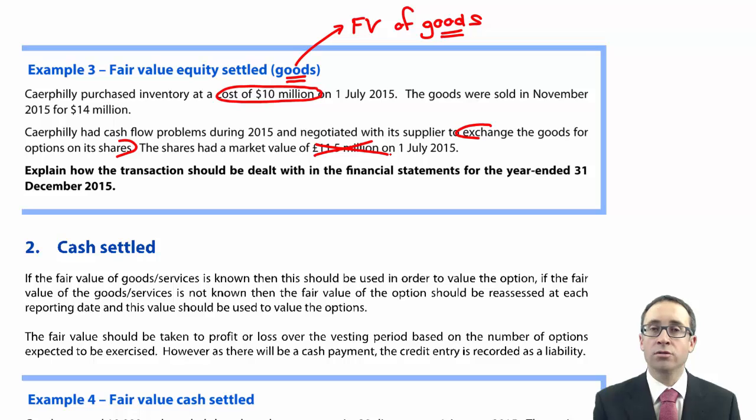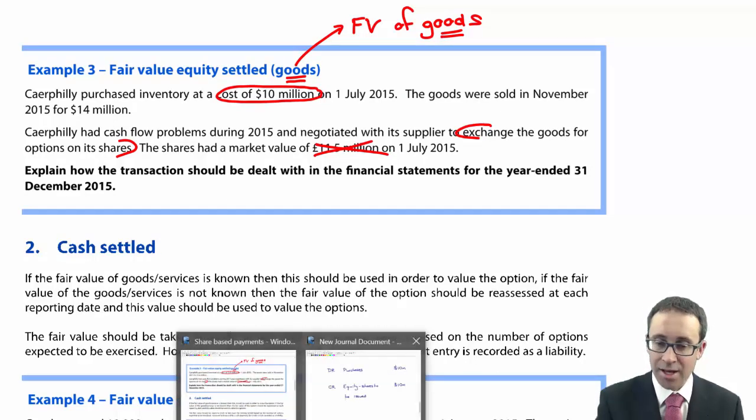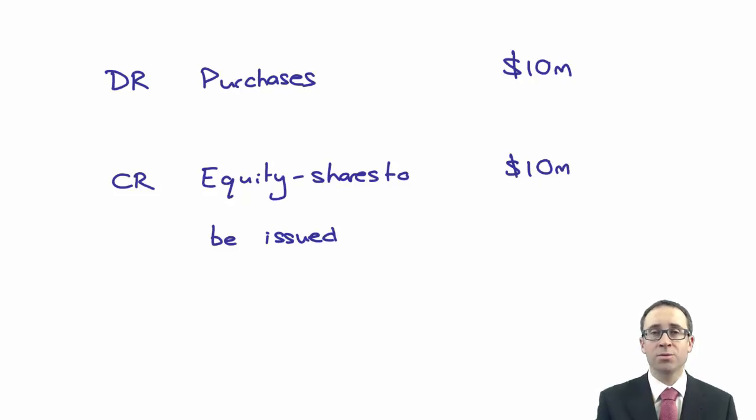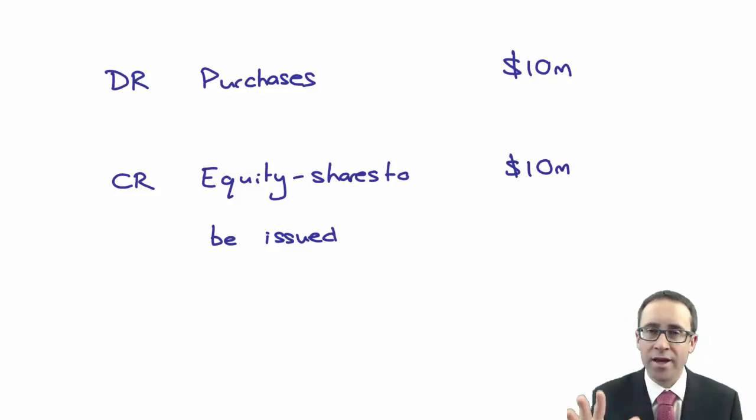Okay, so we are going to record the purchase based upon the exchange of the goods given up, and the fair value of the goods given up was the $10 million. If that's the case, we are going to debit purchases with 10 million and credit your equity as shares to be issued at that $10 million. That's it. The key bit is, remember, it's the fair value of the goods or the fair value of the services. It's nothing else to do with anything that could be thrown at you within the questions.